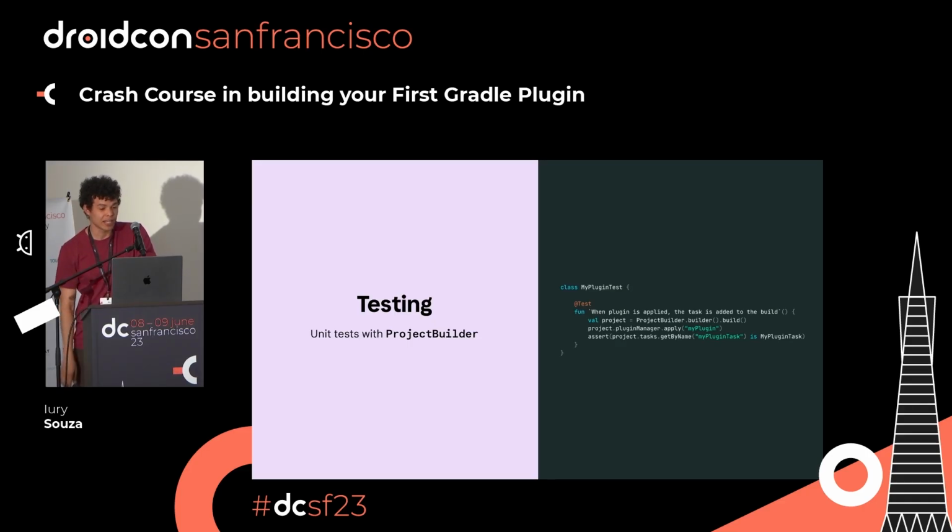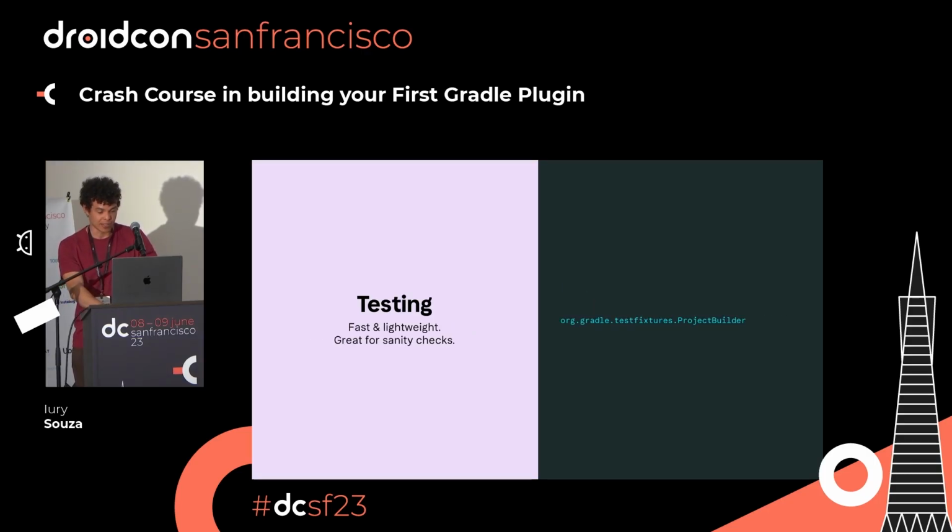So you define a class, annotate it. You use the project builder API to get a project. Then you apply your plugin. You can see I'm using strings there because I defined it as a string, so it can basically be anything. So I apply the plugin, and I'm just verifying if the task is available to that project when the plugin is applied. So sanity check, right? But we can do that real quick with these unit tests and this API.